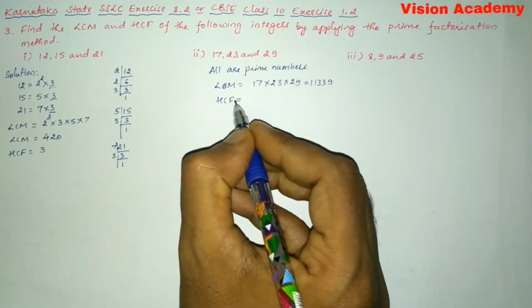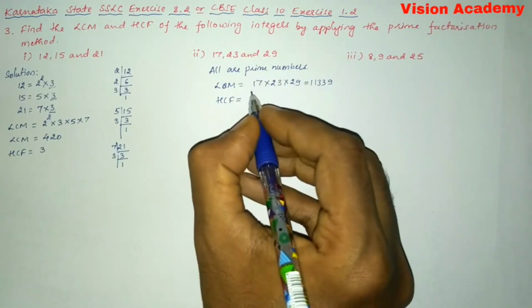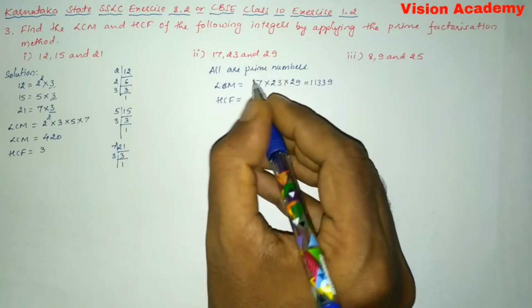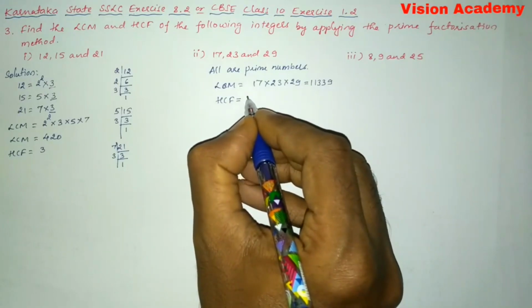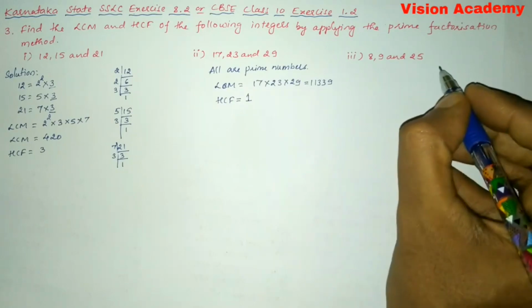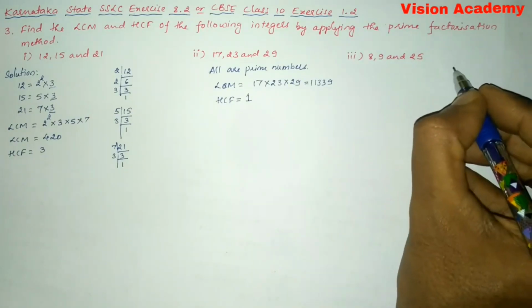Now we'll write HCF. As per the definition of HCF, it is the least power. Here there are no common prime factors. So here HCF will become 1. Now let us move on to Roman number 3. So here 8, 9 and 25 are given.